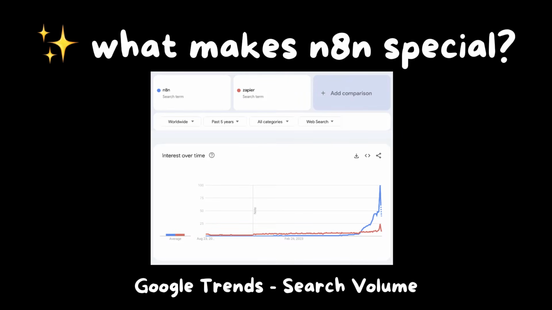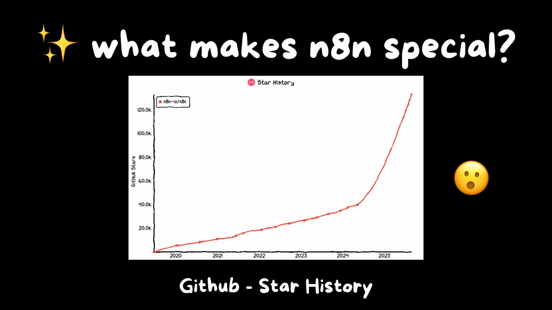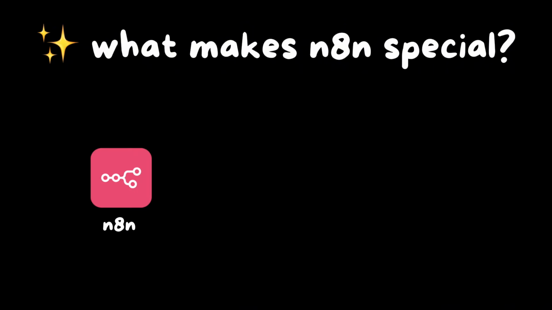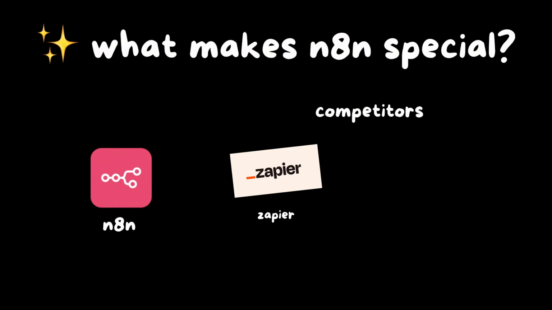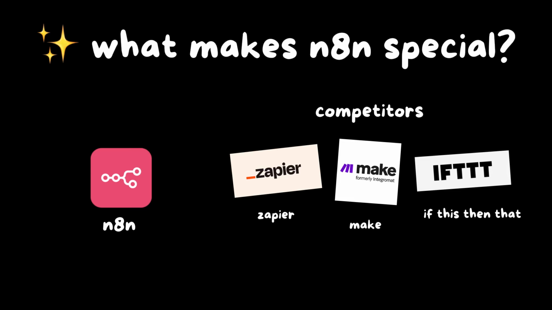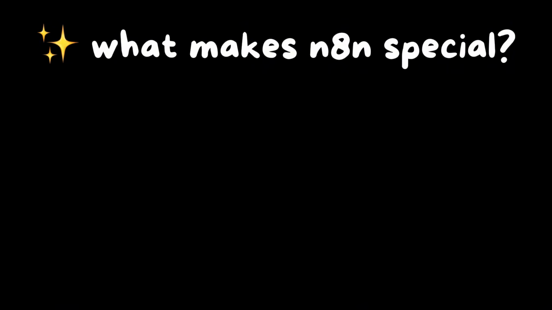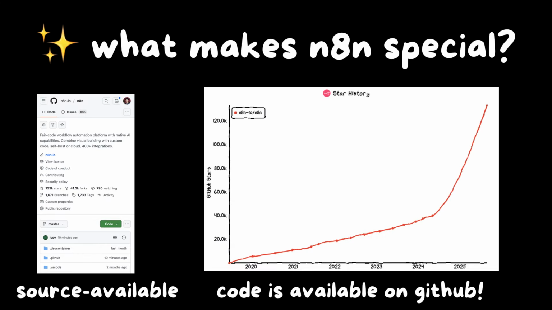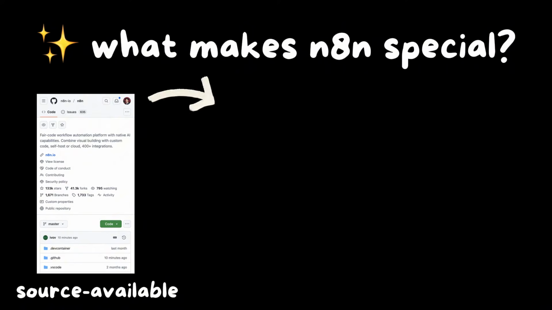The search volume on Google Trends has been absolutely skyrocketing over the past couple of weeks. But what makes N8N special? After all, there are so many other automation frameworks like Zapier, Make, If This Then That. Here's what sets N8N apart. N8N is source available. Now wait, what does that actually mean for you? It means you can self-host it.